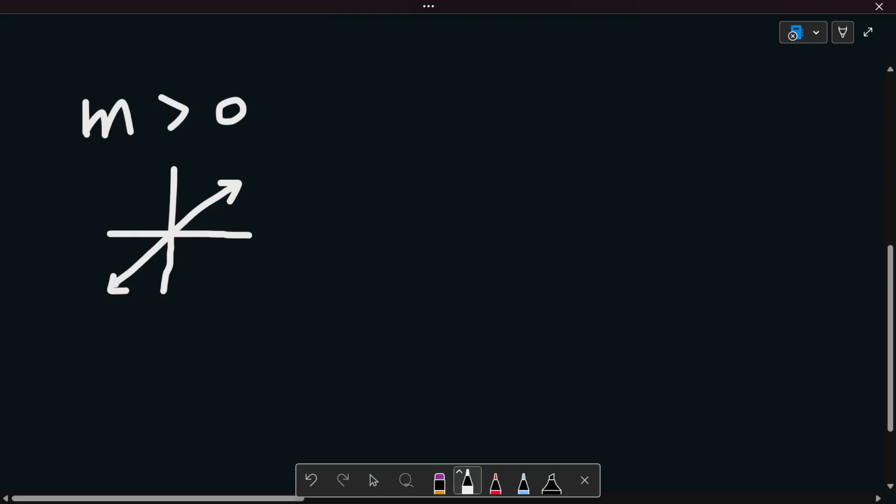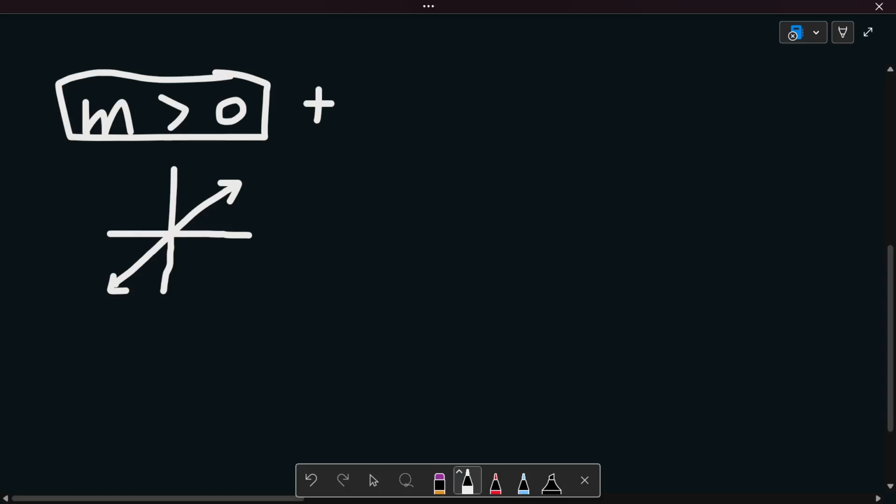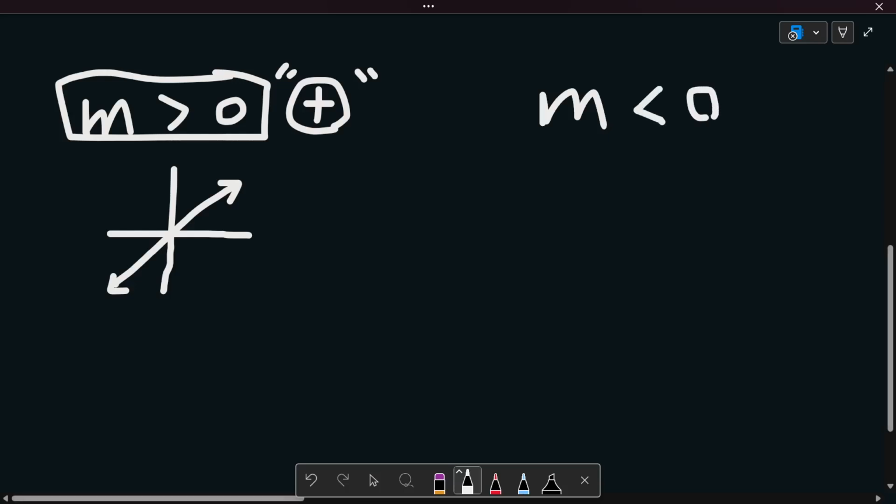You can clearly see that it is ascending from left to right. You can also interpret this as m greater than 0. This is also written as positive in this case, right? So positive. Then if we were to talk about the gradient being less than 0, then we would say that in the Cartesian plane, our linear function would be decreasing from left to right.